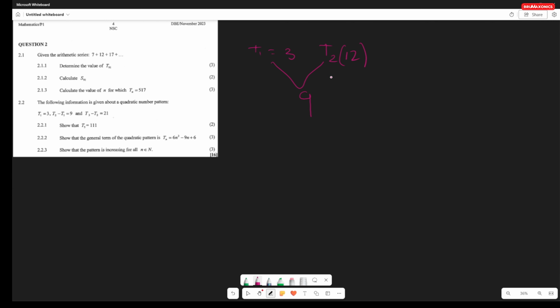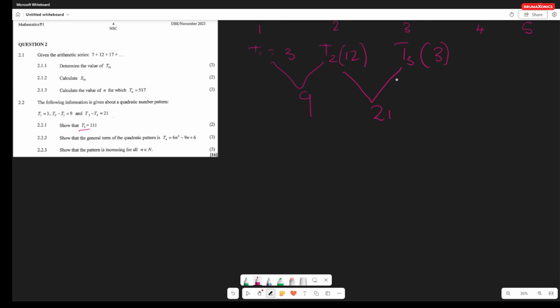And then now we have T3 minus T2, which is 21, and then 21 plus 12 will give us 33. So this is what we have so far. And also the question says to show that T5 is equal to 111. So here we have T1, T2 and T3. We need T4 and T5.